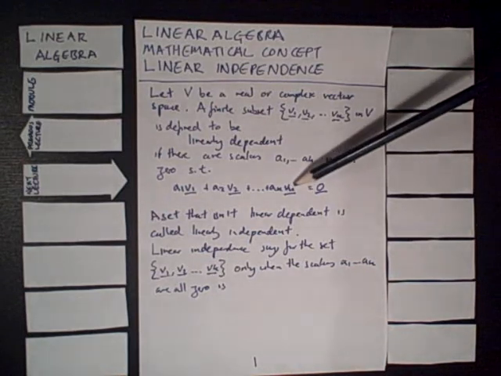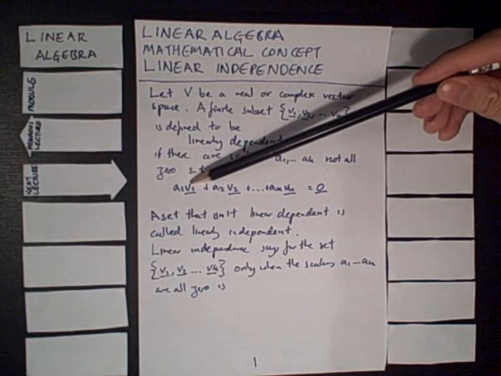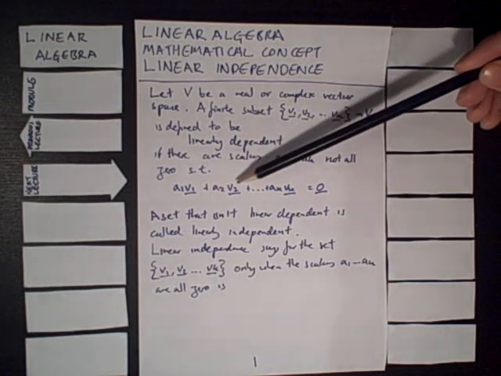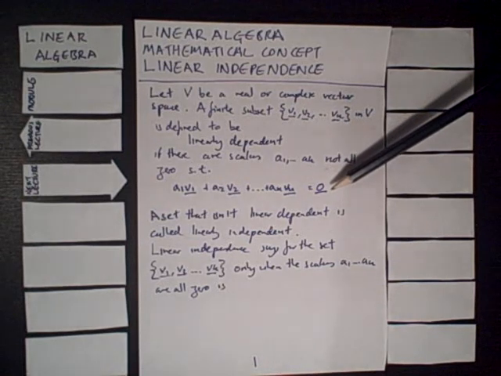This is what this bit means. We are taking some non-zero combination of vectors and still getting 0. So we're taking 3 of V1 plus minus 2 of V2, and we're ending up at 0 still.